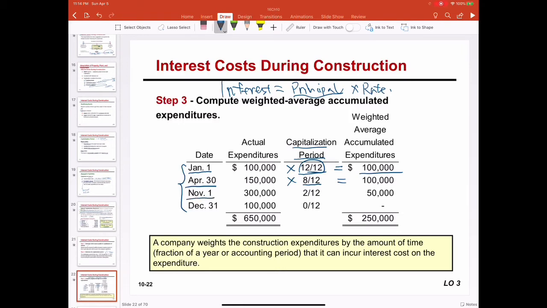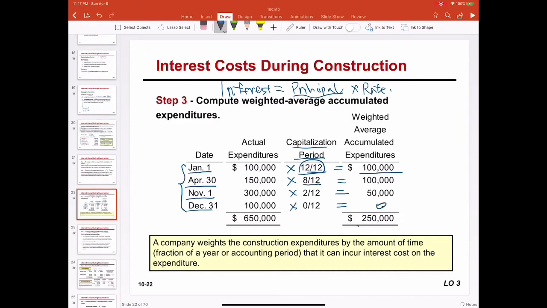Then November 1st, from November 1st to December 31st, that's 2 months, right? So it's 2 months over 12 months. So the weighted average accumulated expenditure is 50,000. The last expenditure is just incurred on December 31st, so it is 0 over 12. So there's no capital expenditure in terms of the interest cost.